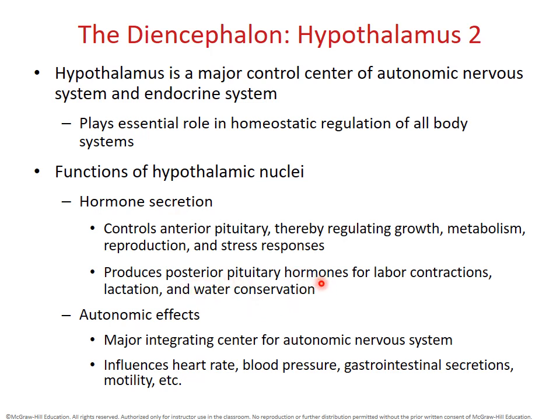Again, these two hormones, oxytocin and antidiuretic hormone, which some people call vasopressin, are actually made by the neurons of the hypothalamus. And those neurons will send axons down through the infundibulum, where the axons terminate in the posterior pituitary gland, and release these two hormones. And so what we're seeing here is the very close relationship between the nervous system and the endocrine system.